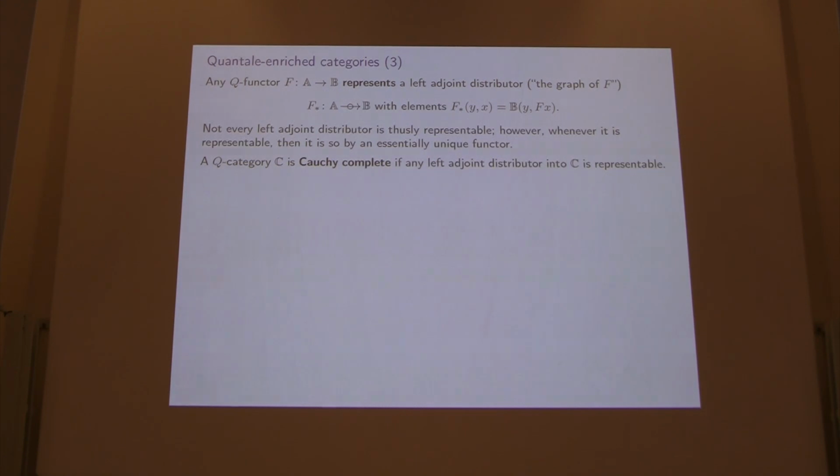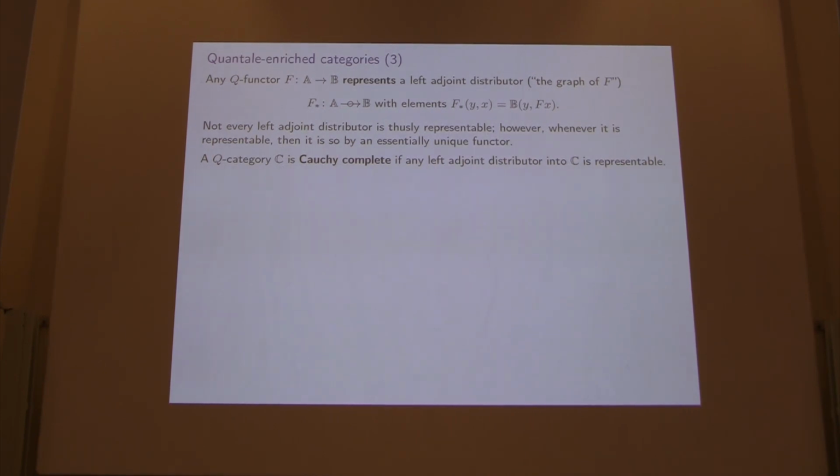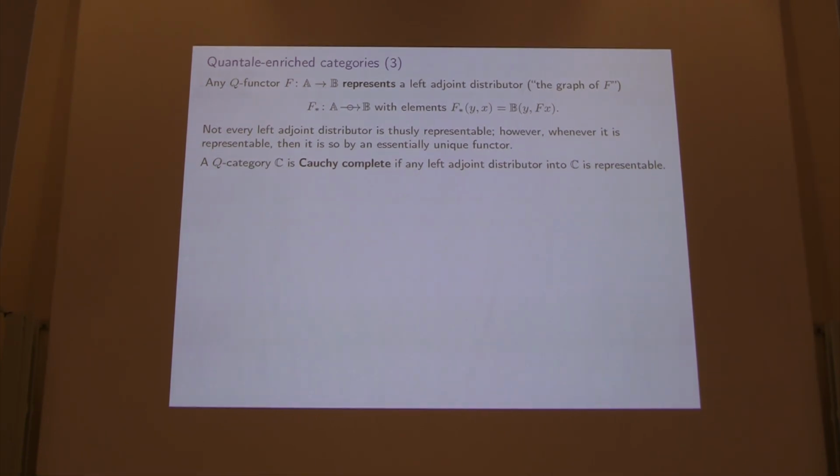Okay, so crucially, any Q-functor between two Q-categories represents a left adjoint distributor, the graph of the functor. But not every left adjoint distributor is thusly representable. But when it is, it's uniquely so, and so this merits a name. And I think it was after Lawvere himself that people now call this a Cauchy complete category. It's one such that every incoming left adjoint distributor is representable.